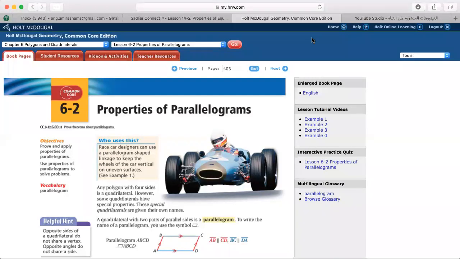Our new lesson is the properties of parallelograms in geometry, chapter 6, lesson 2. Our objective today is to prove and apply properties of parallelograms and to use properties of parallelograms to solve problems.